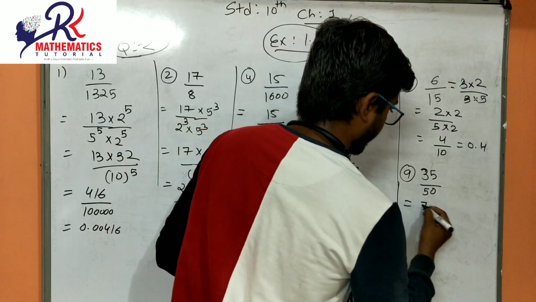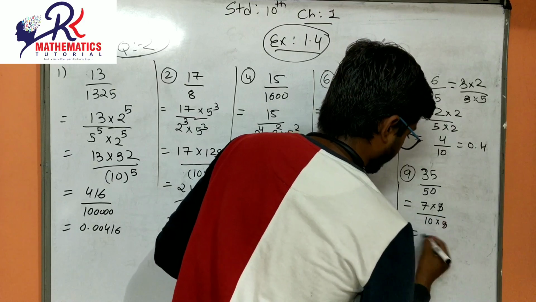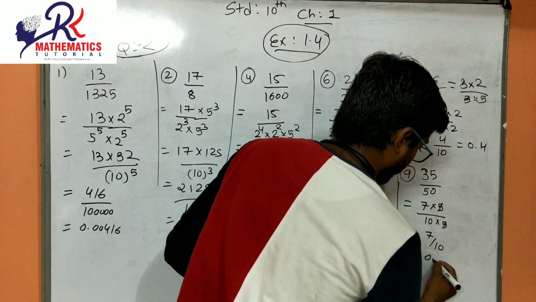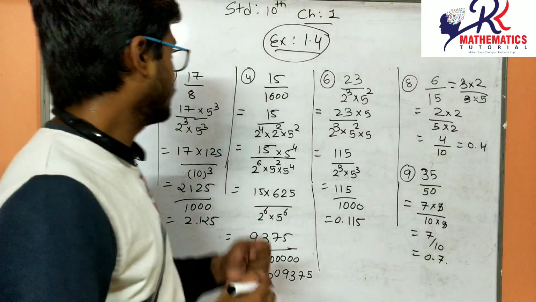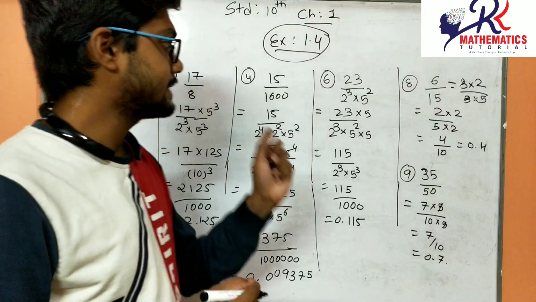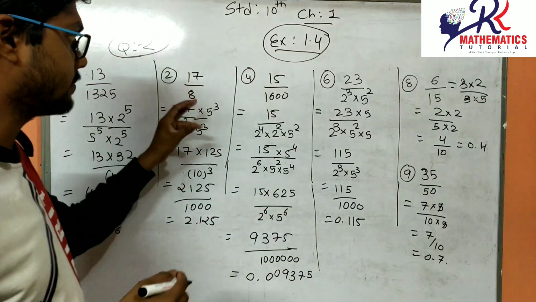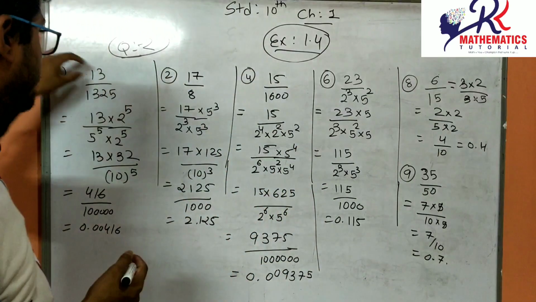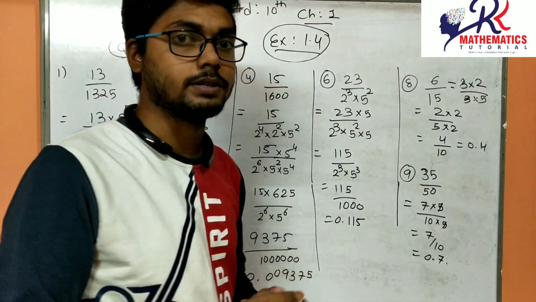In the ninth one, it is 7 into 5, and it is 10 into 5. So 5 and 5 cut, it is 7 by 10, so we can write 0.7. Right, so in question 1, question numbers 3rd, 5th, 7th and 10th are non-terminating, so we do not take them here, we have to take only decimal numbers here. So the 1st, 2nd, 4th, 6th, 8th and 9th are the terminating decimal expansions.